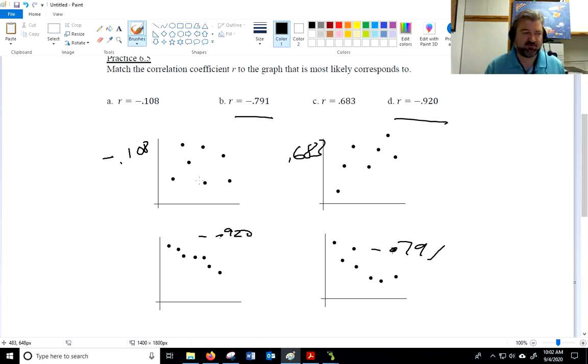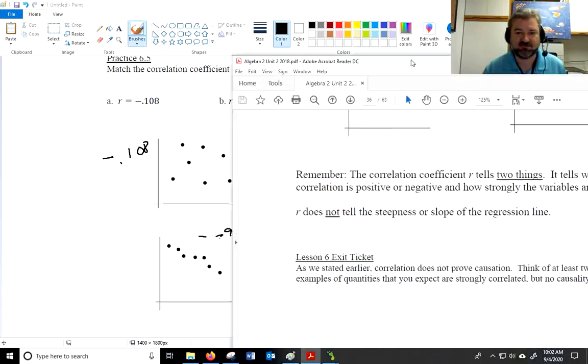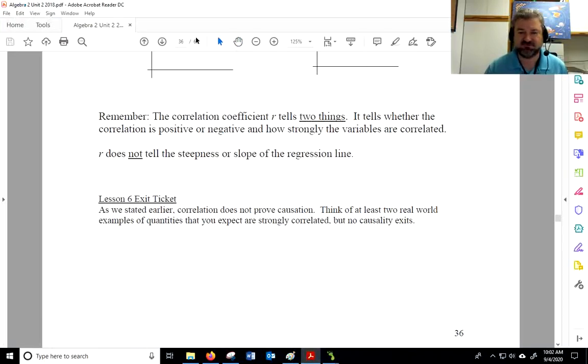So yeah, I'll just close with that. Seems like I'm ending my notes that way. Let's go through it together. It's important. I want to address these misconceptions. The correlation coefficient R tells two things. It tells whether the correlation is positive or negative and how strongly the variables are correlated. But it does not tell you the steepness or the slope of that regression line. And remember, correlation does not prove causation.